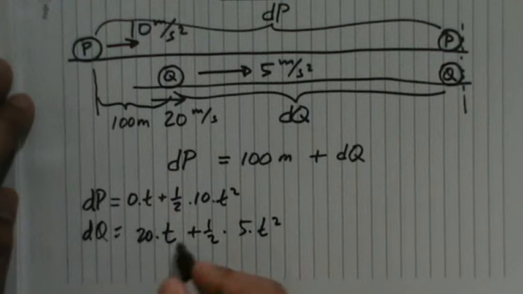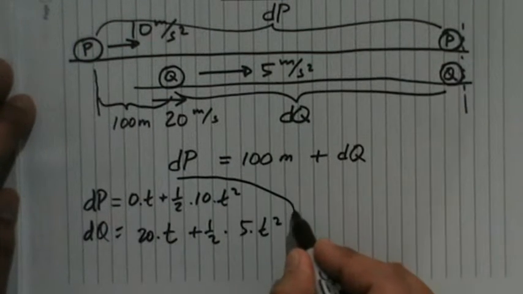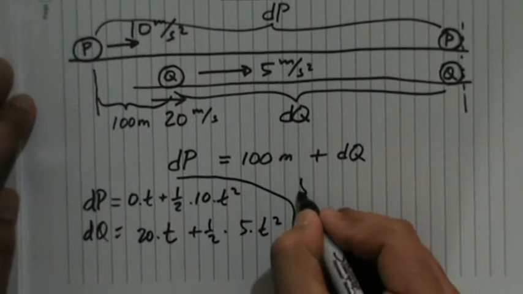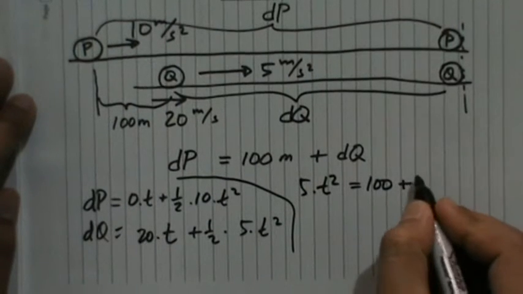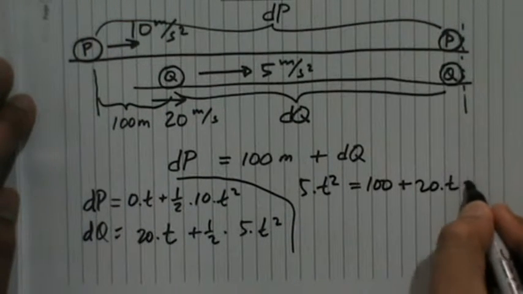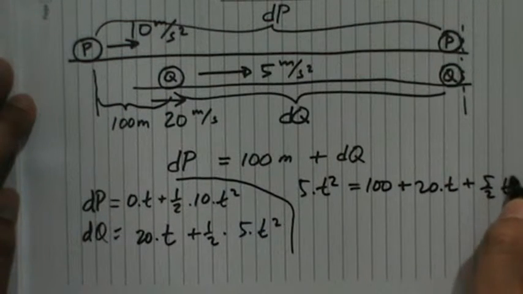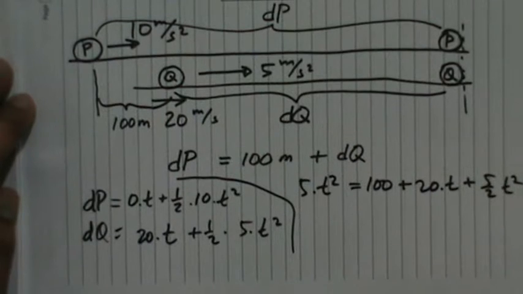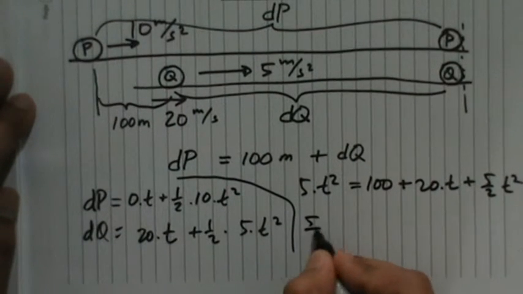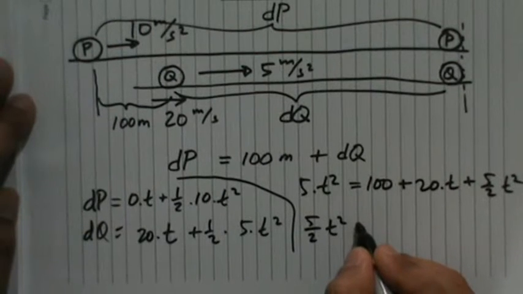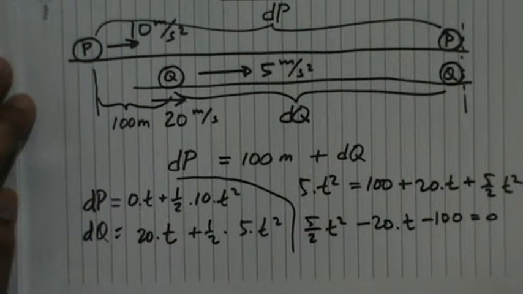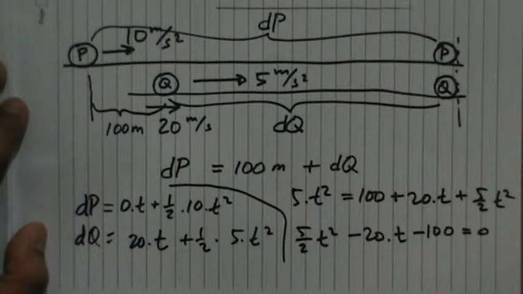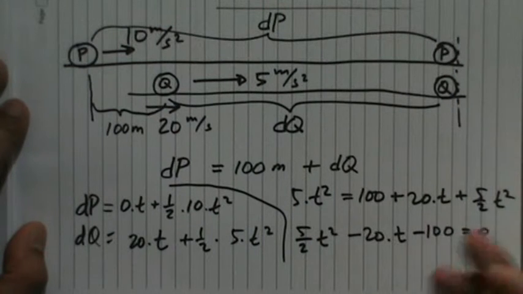Okay, now let's put these numbers into here so that we get 5 times t square is equal to 100 plus 20 times t plus so if we calculate here, we get now again we have a mathematical problem like this one. This is a quadratic equation, so that we can solve this.